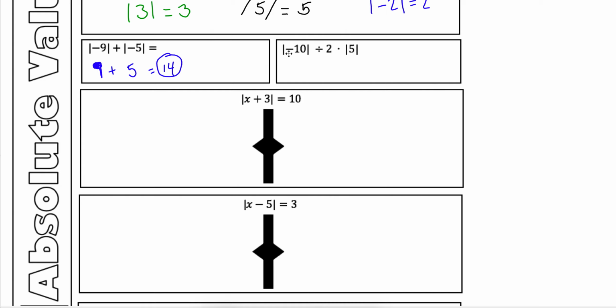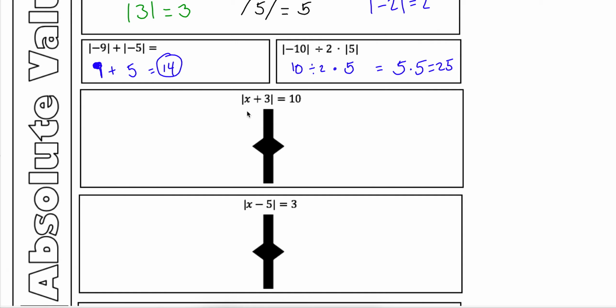So the absolute value of -10 is 10. It's 10 away from 0. Divided by 2 times the absolute value of 5 is 5. And I've got to do PEMDAS. What are you going to do first? Multiplication first, division first? Well, in PEMDAS, division and multiplication are equal, so we just work left to right. 10 divided by 2 is, hopefully you know, 5. 5 times 5 is 25. And that's it. That's all it is. You're so smart. You can do it.